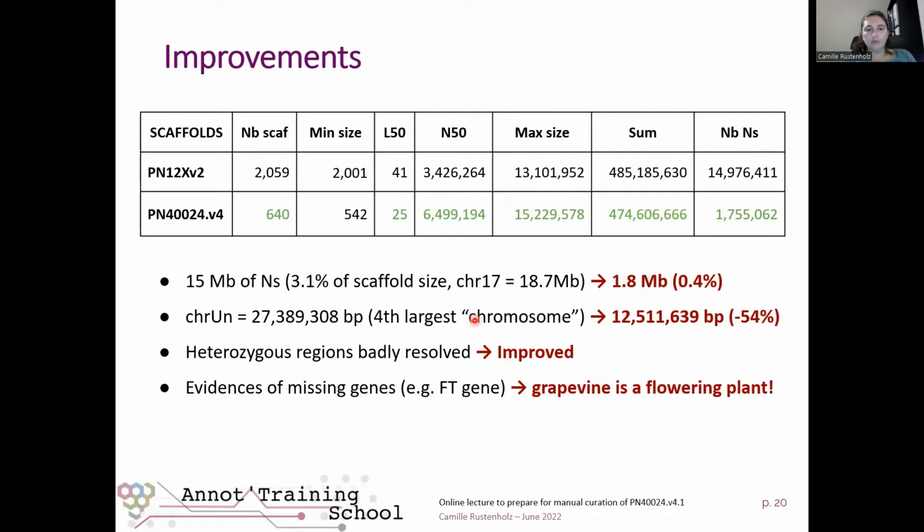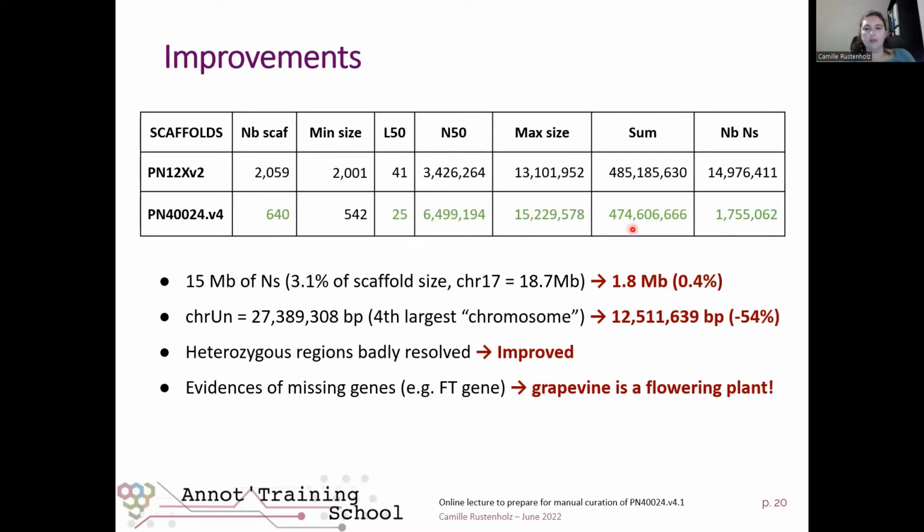So I don't want to give you too much detail, but just to show you that this new version is improved compared to the previous one. There are obviously fewer scaffolds because this was the whole point of doing this, getting longer and more complete scaffolds than the previous one. The N50 is twice longer than the previous one. So this means that the completeness and the contiguity of the sequence is improved.